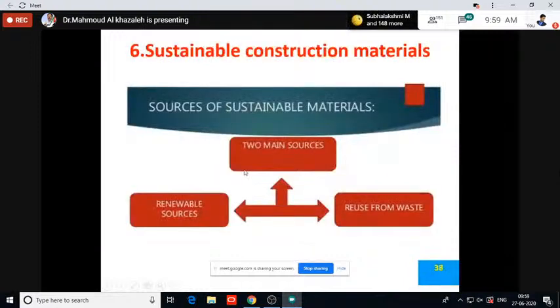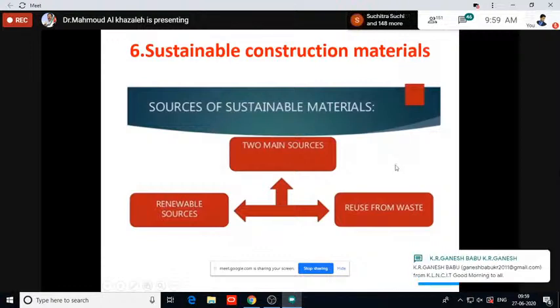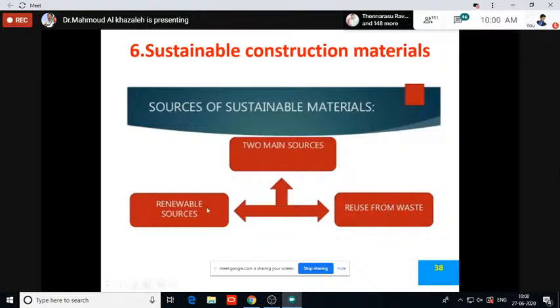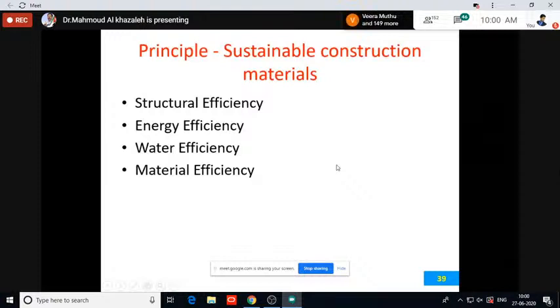The other point is sustainable construction materials. Sustainable construction materials are very famous today, and the source of sustainable materials comes from two main sources: reuse of waste material and renewable sources. So we have two things from which we can get the main source of sustainable materials: reuse of waste material and renewable sources.